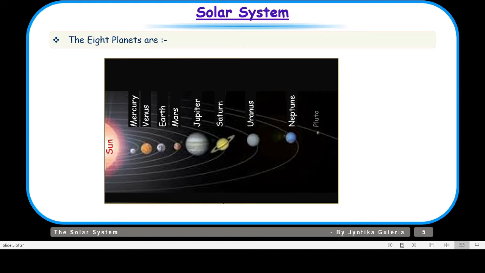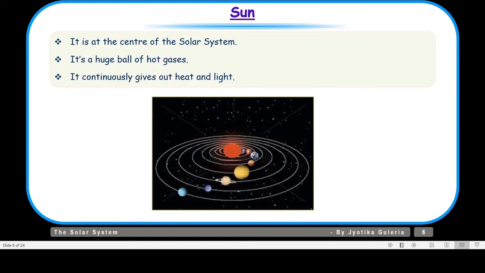So now if we talk about the sun, we know that it is at the center of the solar system and it's a huge ball of hot gases. That means the gases are continuously burning, which in turn are giving out heat and light. And children, we know that the right amount of heat and light that the earth receives from the sun makes life possible on it. Now let us know more about these planets one by one.